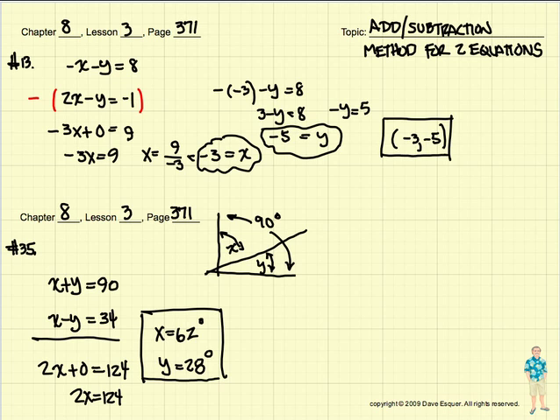I'm not a big fan of graphing, but we do have three different techniques to solve the systems of two linear equations. That's it for today.